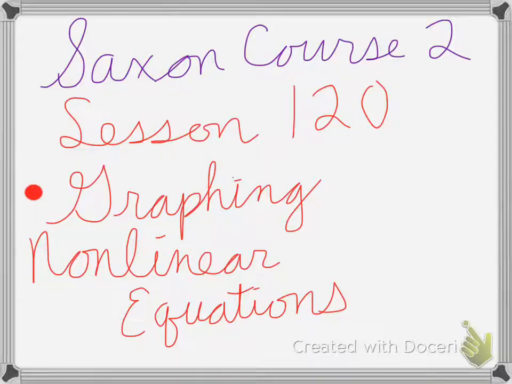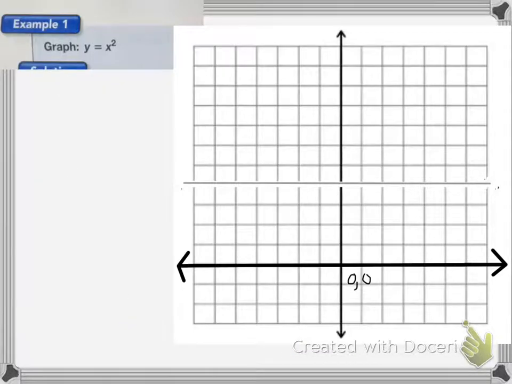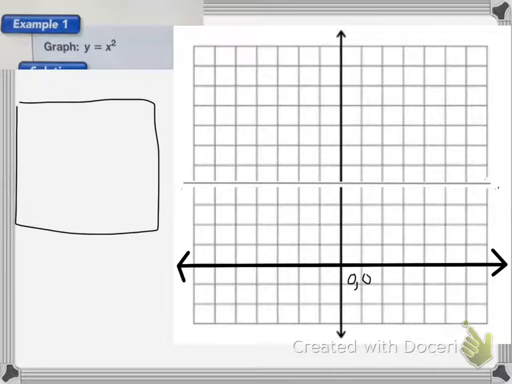Saxon Course 2, Lesson 120 is on graphing nonlinear equations. So I want to graph y equals x squared. If I was to make a function table, I would have the x, y, and then my xy coordinates.